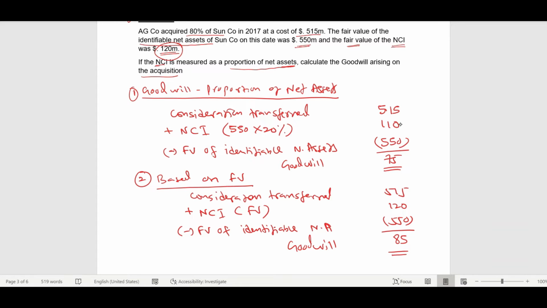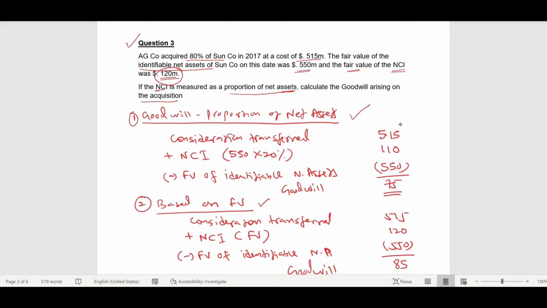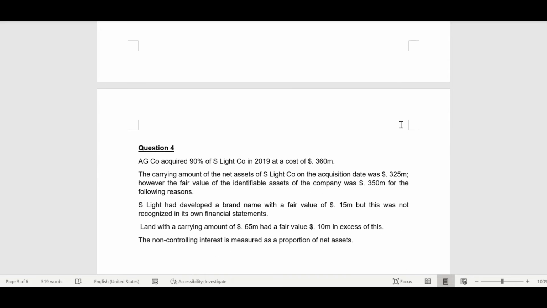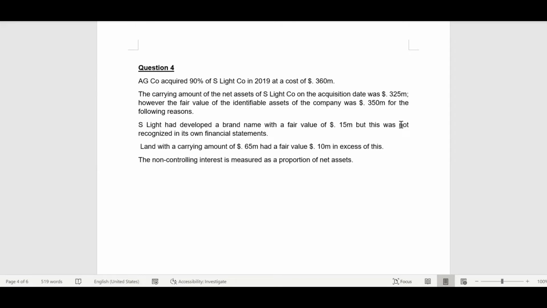So it depends on the examiner. If you are asked to calculate the goodwill based on the net assets, you can apply this method. Otherwise, you have to use the fair value. Is that clear? Okay, so this is the answer for question number 3. Now let's move on to question number 4. Question number 4, AG Company acquired 90% of S-Light Company in 2019 at a cost of 360 million. So this was the purchase consideration transferred to acquire S-Light.